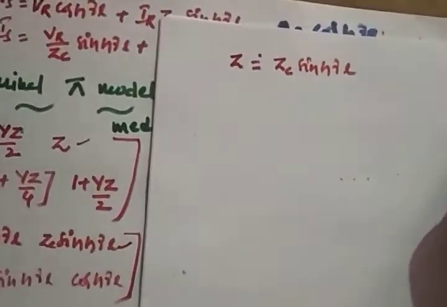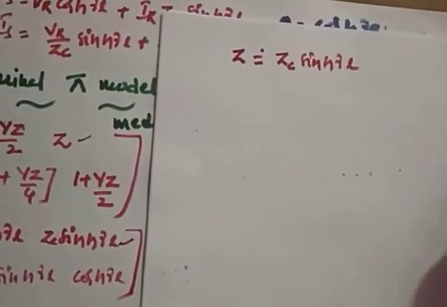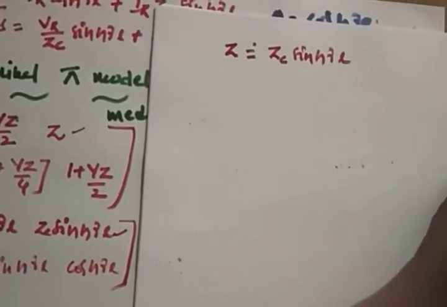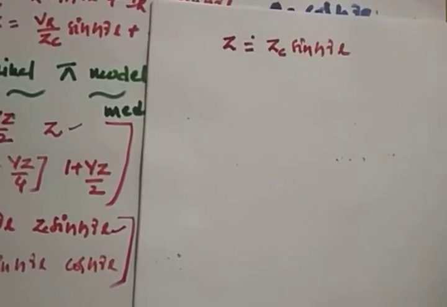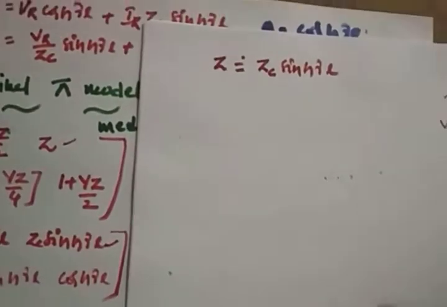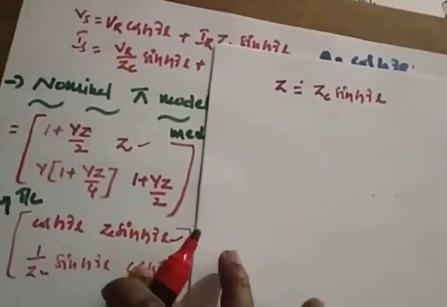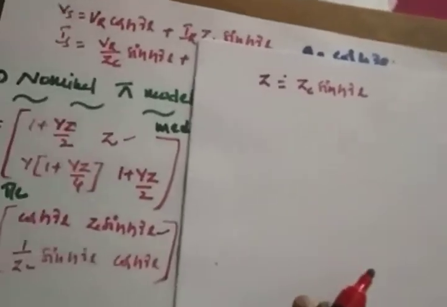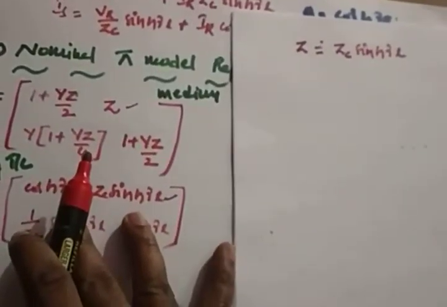So what is the representation of the nominal pi model? This is called the sending end and the sending end current, and this is called the receiving end and the receiving end current, with Z in series and Y by 2 at each end. From the comparison of the two, you got the Z value. Then you have to find the value of Y.